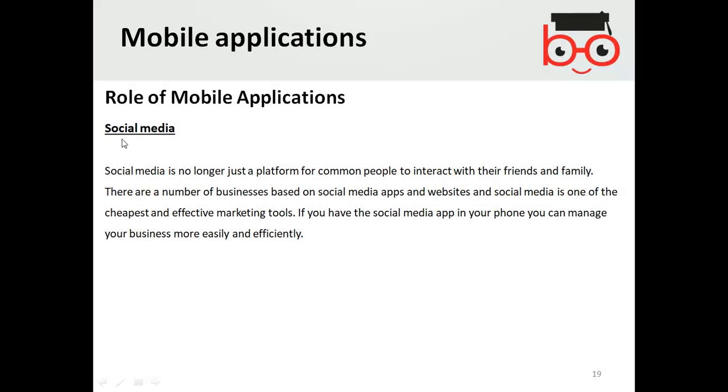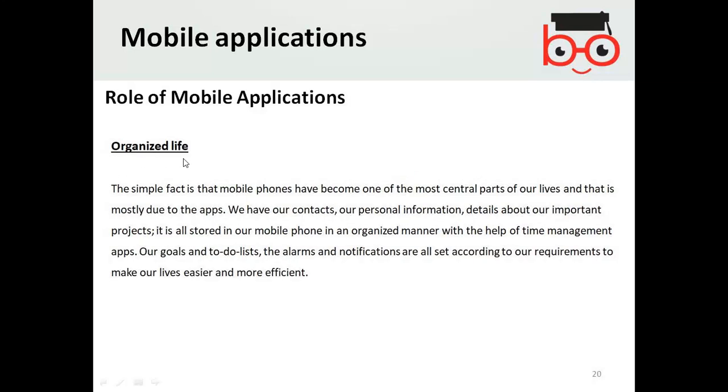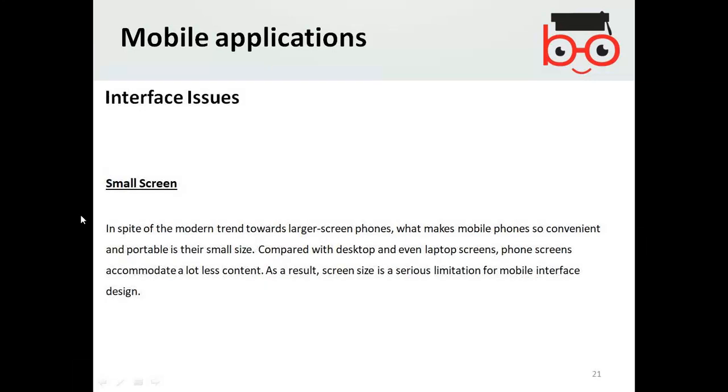Then they provide social media types of apps as well, in a similar way: you have WhatsApp, Facebook, Twitter. Lots of social media applications become easy for you using mobile apps, isn't it? Organized life: you have lots of directories, calendars, and many more apps. They help you organize your life, isn't it? Now we discuss certain interface issues.